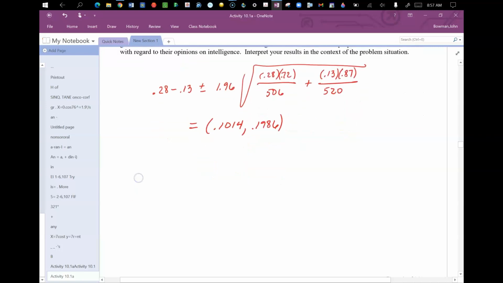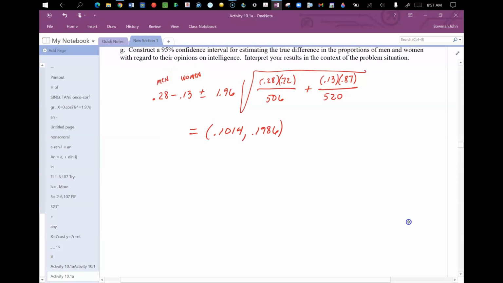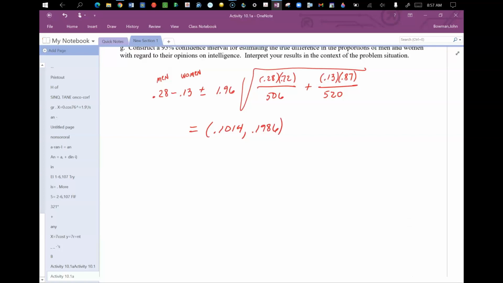Remember, order is important when you're taking differences here. So when we interpret this, remember that we did men first and women second in our difference here. Be careful when you're interpreting these confidence intervals. They can be a little bit tricky. So listen carefully, rewind this, replay it if you have to.